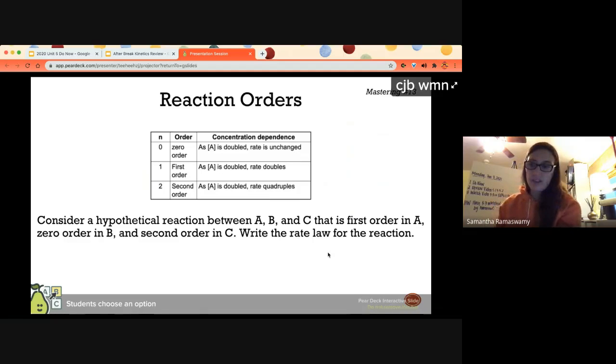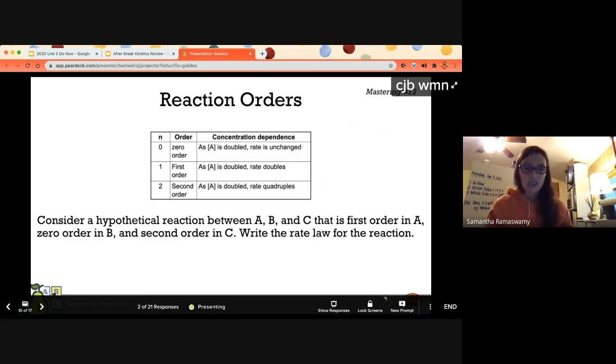And so again, rate equals k times the concentration of A. Now, if you want to put A to the first power, you can, but it's first order. It's zero order in B, which means B is not in the rate law at all. And it's second order in C, so it's going to be the concentration of C squared. So rate equals k times the concentration of A times the concentration of C squared.